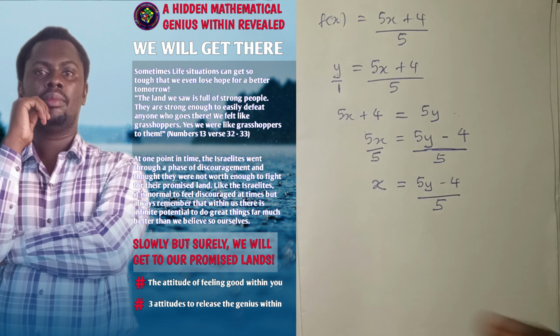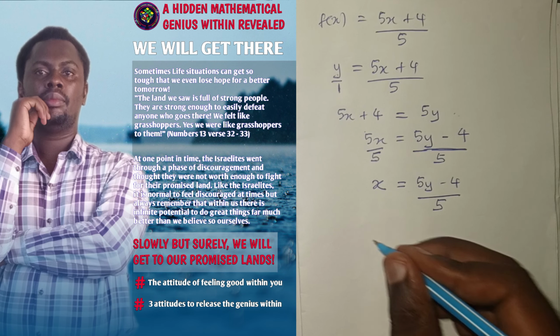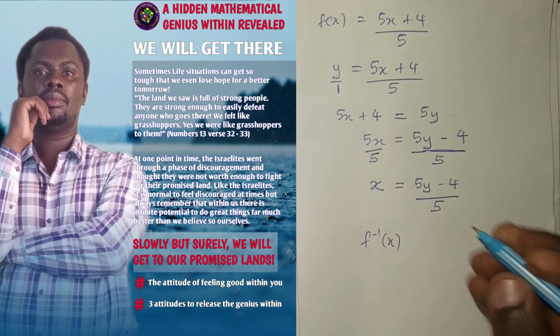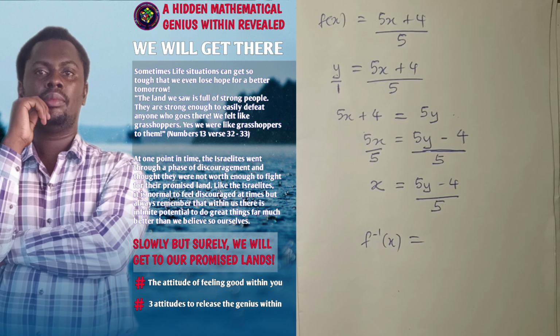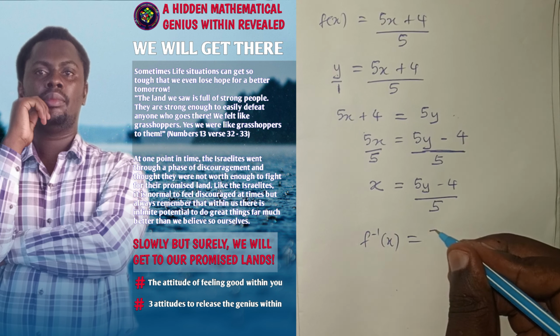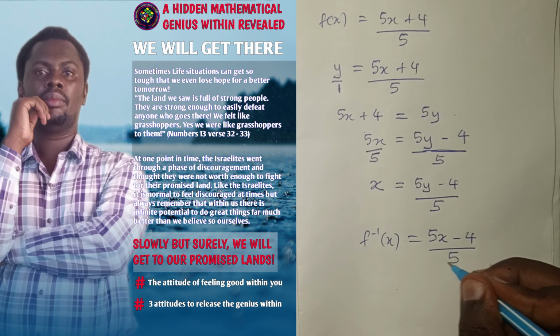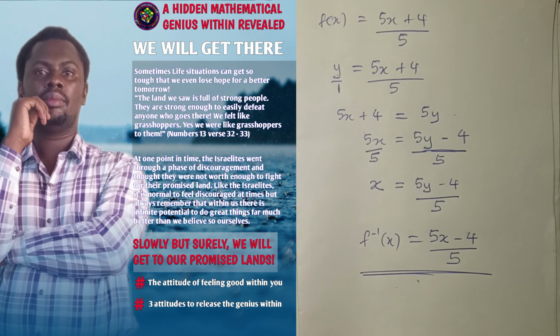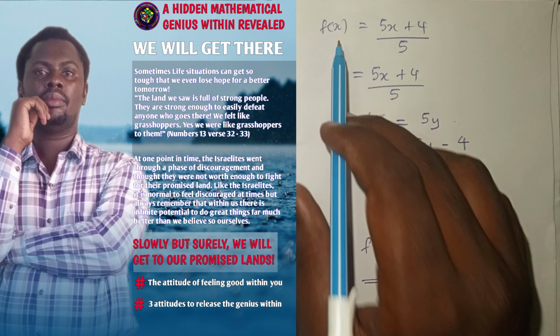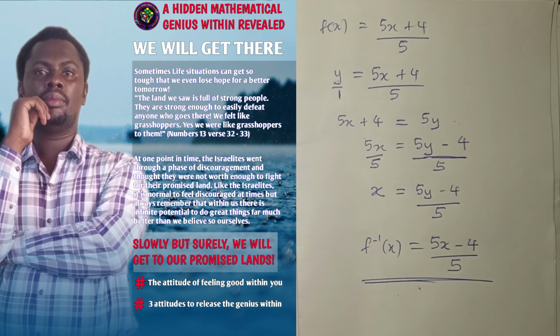Where there is x now, we put f inverse of x. And where there is y, we put x. So we are going to have (5x minus 4) over 5. So this is how you calculate the inverse of a function. The inverse of f of x equal to (5x plus 4) over 5 is equal to (5x minus 4) over 5.